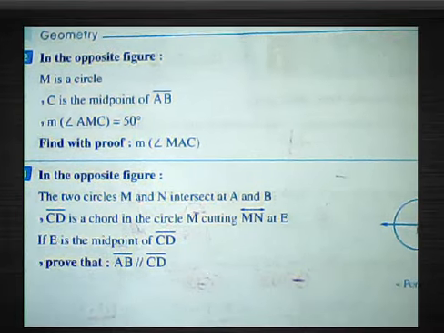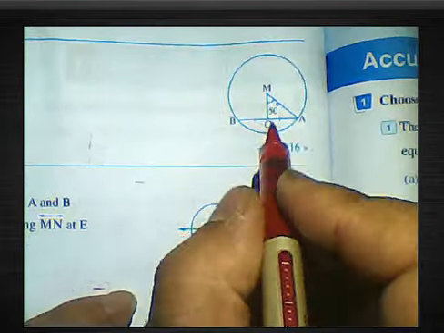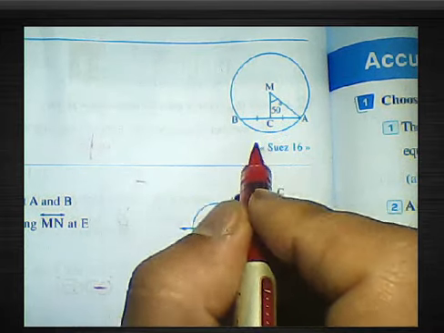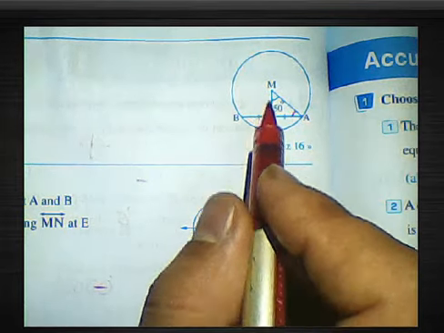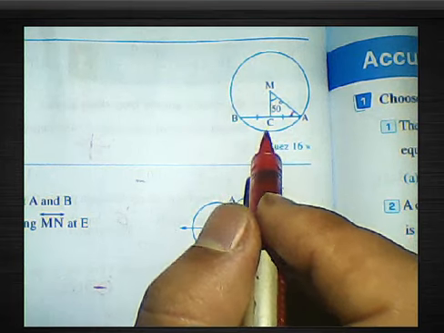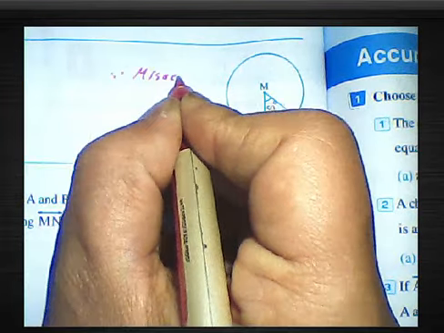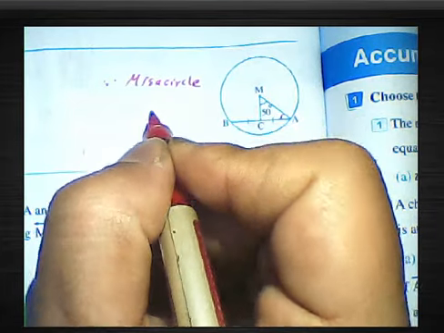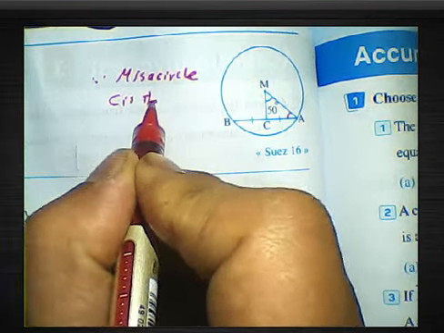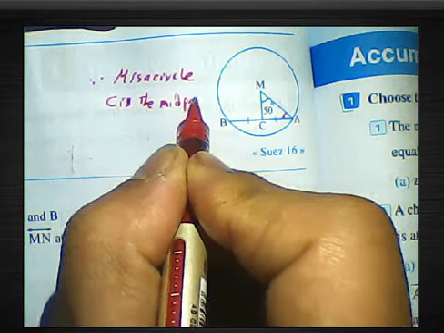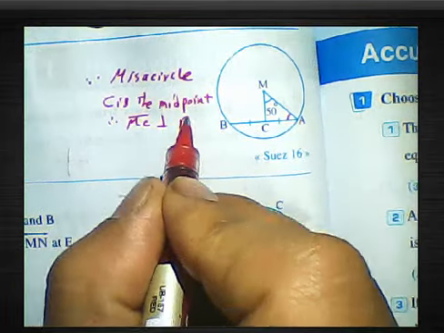In the opposite figure, M is a circle, C is the midpoint of AB here, and the measure of angle M equals 50 degrees, and C is the midpoint of AB. He asked about the measure of angle MAC, this angle. We know C is the midpoint and CM passes through the center of the circle, then MC will be perpendicular to BA.